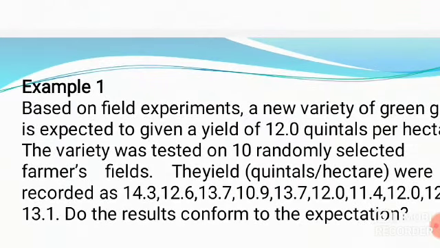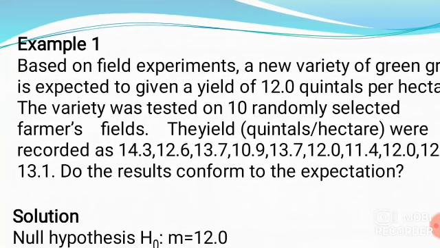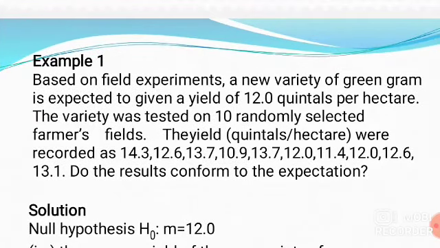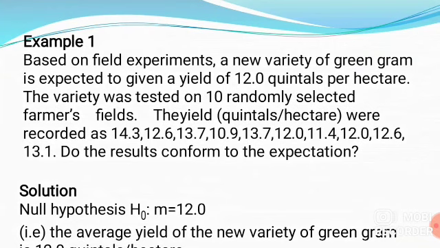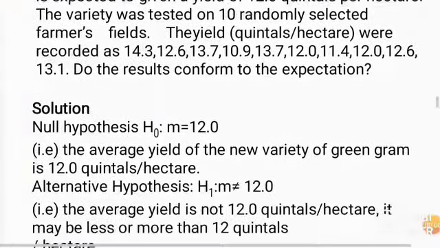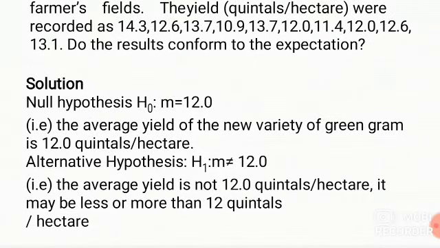Now the example. Based on a field experiment, a new variety of green gram is expected to give a yield of 12 quintals per hectare. The variety was tested on 10 randomly selected farmers' fields. The yield, in quintals per hectare, was recorded as 14.3, 12.6, 13.7, 10.9, 13.7, 12.0, 11.4, 12.0, 12.6 and 13.1.